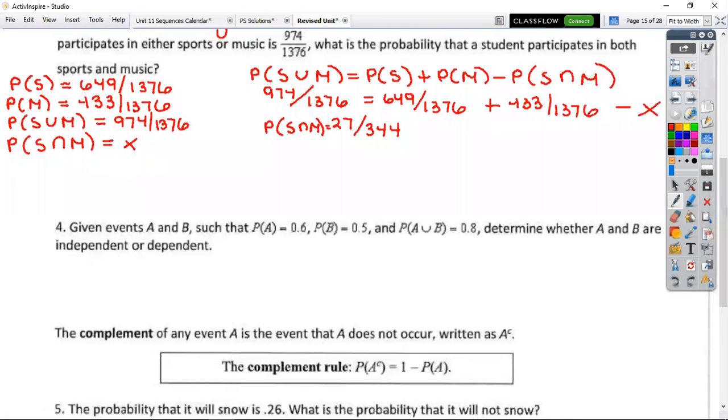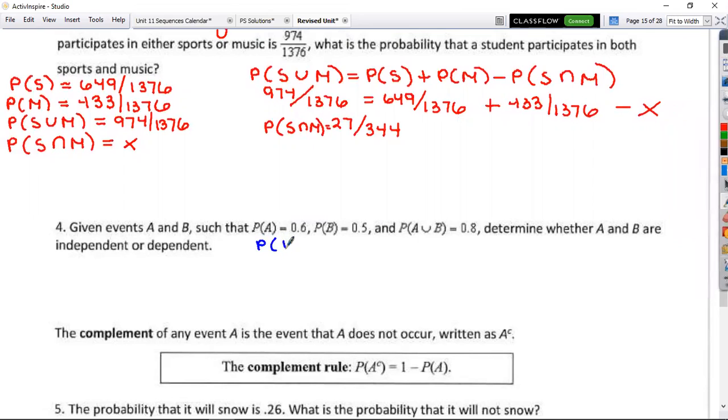All right, so next. You are given two events, just generic here, A and B, and determine whether or not these are independent or dependent. So I need to apply the rule. To test for independence, the probability of A times the probability of B must be equal to the probability of A and B. So I'm going to fill in what I have now. This is 0.6 times 0.5.